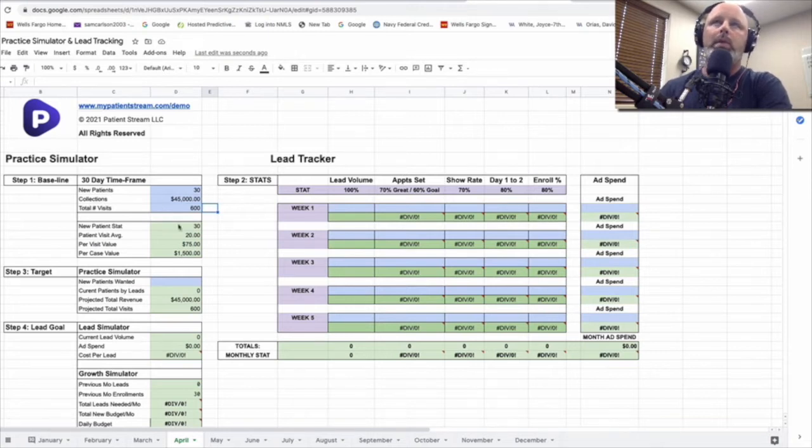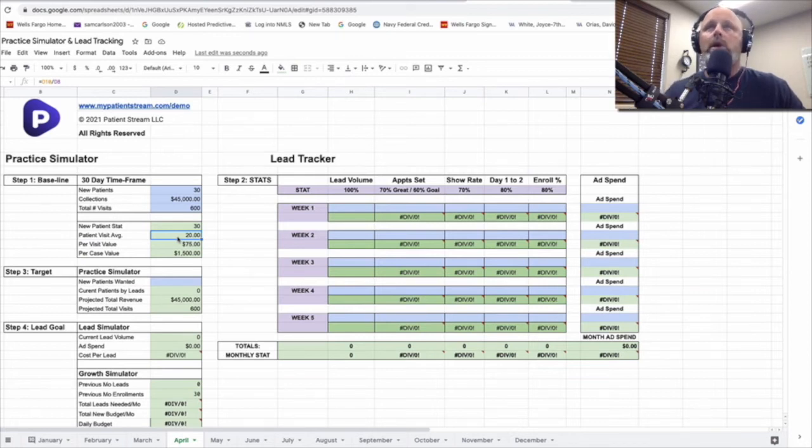So the first numbers that we get are going to kind of, again, establish how we move forward. So first, our new patient stat. So that's static, nothing changes there. Our PVA, our patient visit average. That means on average, and this number would get more consistent and predictable if we took it out over 6 months instead of just 30 days.